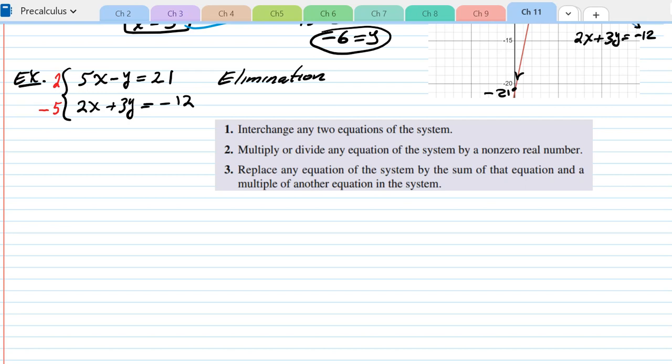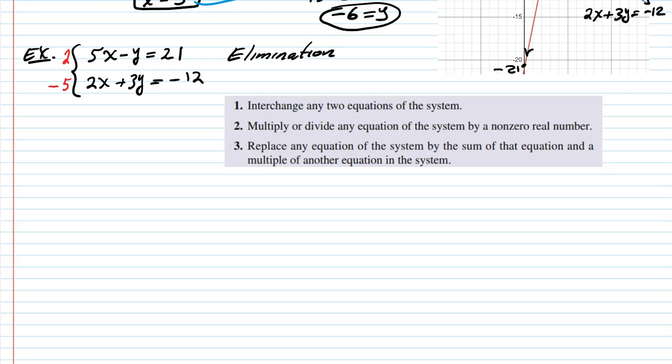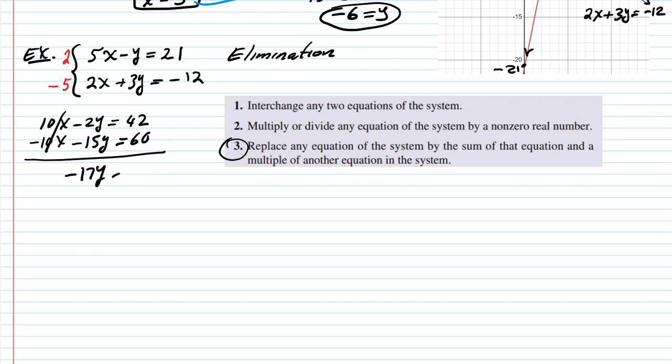If I do that, the top equation is going to become 10x negative 2y equals 42. The bottom equation is negative 10x, negative 5 times 3 is negative 15y, equals negative 60. And then I can add the 2 equations. I'm doing number 3; it tells us that you can replace it by the sum of, which means add. So that's why I'm adding them. Negative 2 and negative 15 makes negative 17y, and this would be 102. So y would be 102 divided by negative 17, and that would be negative 6. So in fact, there you go. We just solved this system for the variable y.